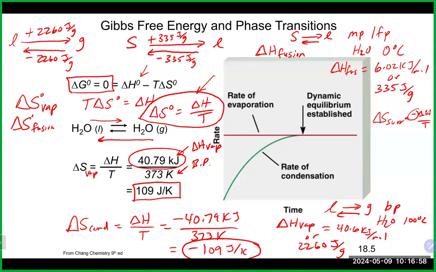Also a reminder that when we talk about these numbers of like 2260 or 40.7 or 335, those are specific for water. And when we talk about 0 and 100, that's specific for water. So if you're doing some other substance, it will probably have a different boiling point, freezing point, and different heats of vaporization and heats of fusion as well. Any questions on that there?